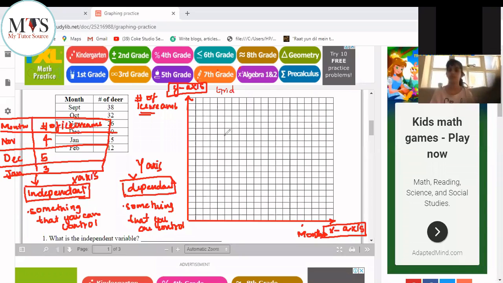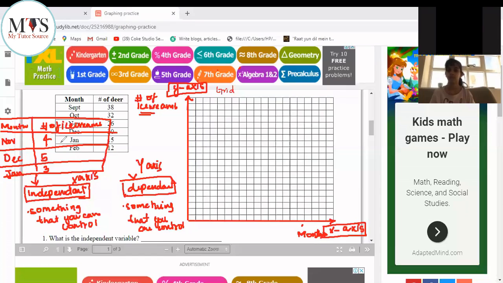So the way that we're going to plot the graph is first we're going to scale the graph. We're going to scale everything. We're going to make sure that we know how many spaces we leave in between every value. So we have to make sure that all the values are equally spaced out when you're making the graph, and you can make it according to however many values that you have.